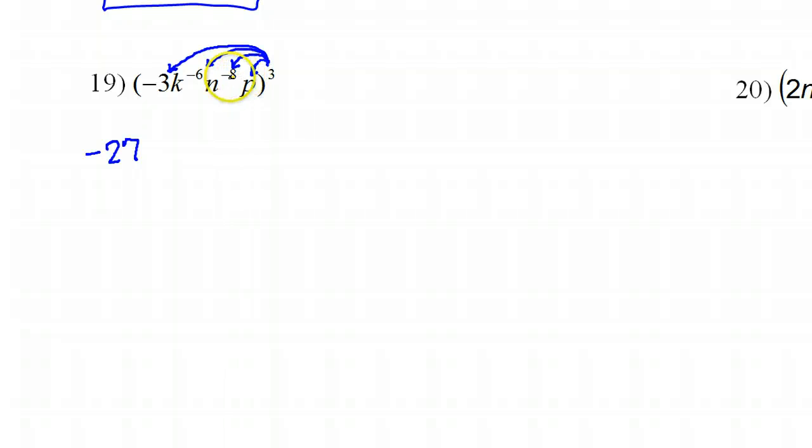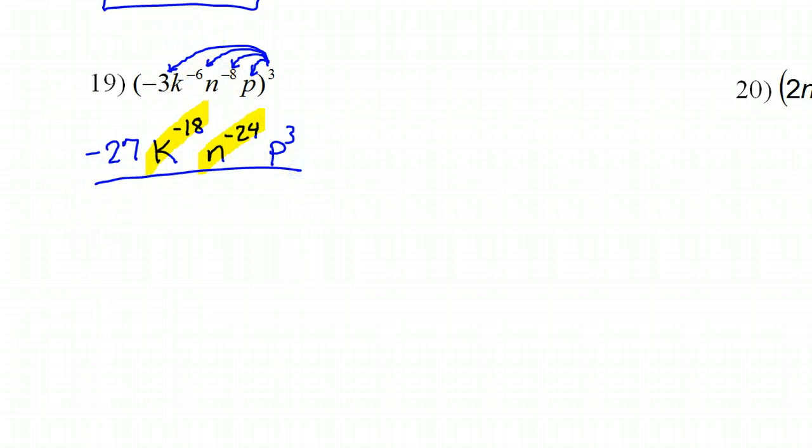Now with the variables and their exponents, you multiply. A power raised to a power, you multiply. So I'm going to have k to the negative 18 power, and n to the negative 24 power, and p to the 3rd power. I did the 3rd power to everything inside. Now everything with a negative exponent is on the wrong side of the line. So these two things are going to have to move. Here's the invisible fraction bar. So this k is going to have to drop and this n is going to have to drop.